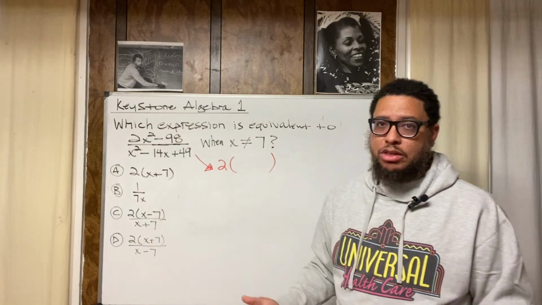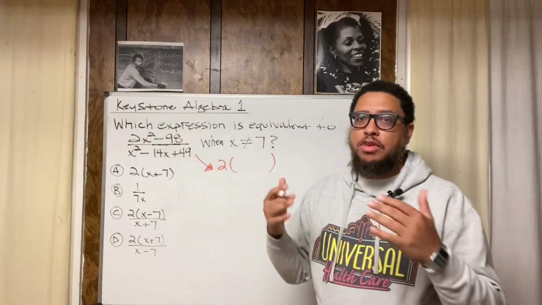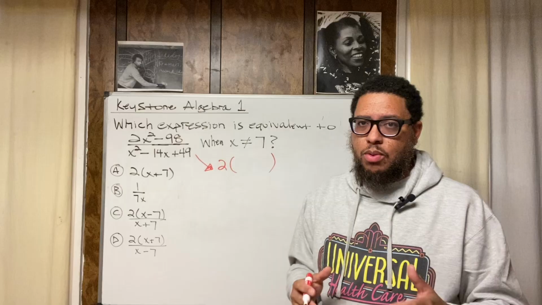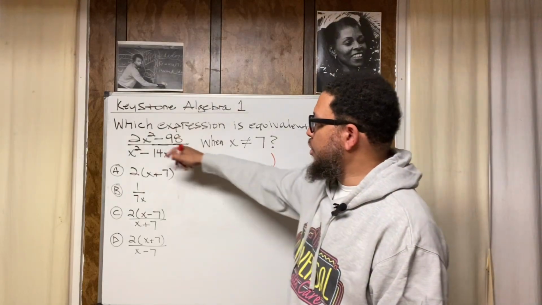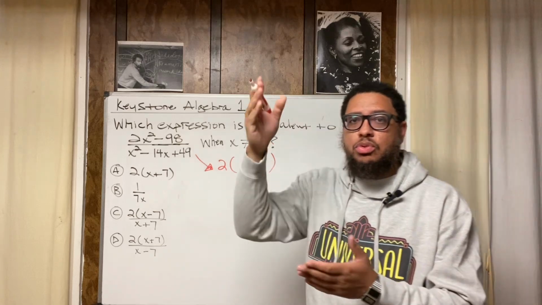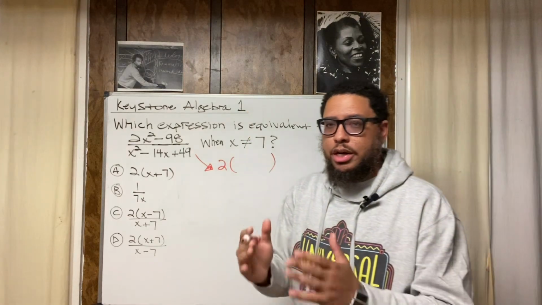There are different types of factoring. I got different playlists for each type of factoring. But factoring out a GCF is something that you must know how to do. So we're going to divide 2x squared by 2. 2x squared divided by 2, the 2's divide out, leaving you with just x squared as your quotient.